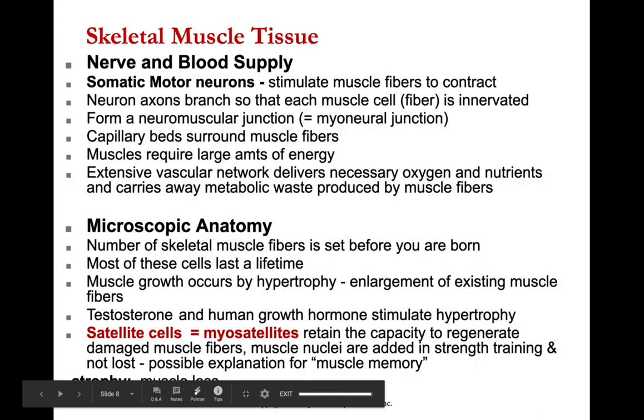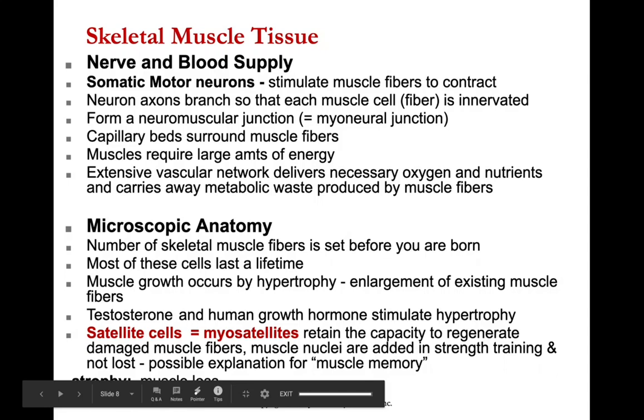This is why it's so much easier for males to build muscle than a woman. For a woman, she's not accidentally going to build muscles that are going to look like a bodybuilder. Your satellite cells, or myosatellites, are going to retain the capacity to regenerate damaged muscle fibers.